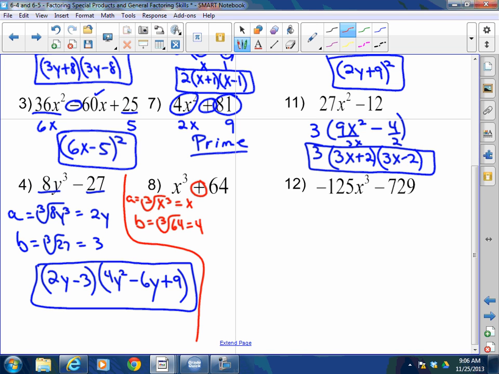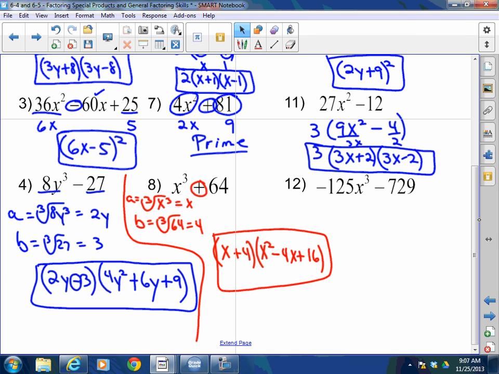Oh, wait. Wait, this is wrong here. Go back to number 4. There's a negative here. That should be plus 6. No, it's not 12. It's AB. Look at the formula. Perfect square is 2AB. Perfect sum of cubes is AB. Okay. So I have a plus here. So this is going to be A plus B times A squared minus AB plus B squared. Done. Have a good day.